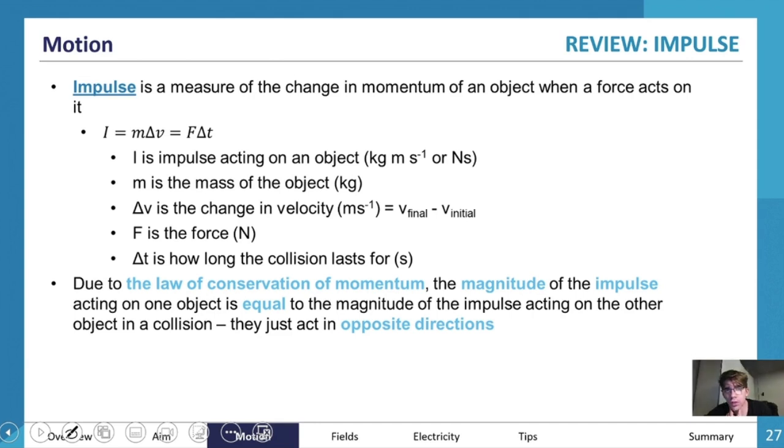But there is also something called impulse, which is essentially a measure of change in momentum of an object when a force acts on it. So impulse is something quite interesting. Because we define it as a change in momentum, but we also give it the formula force multiplied by change in time.